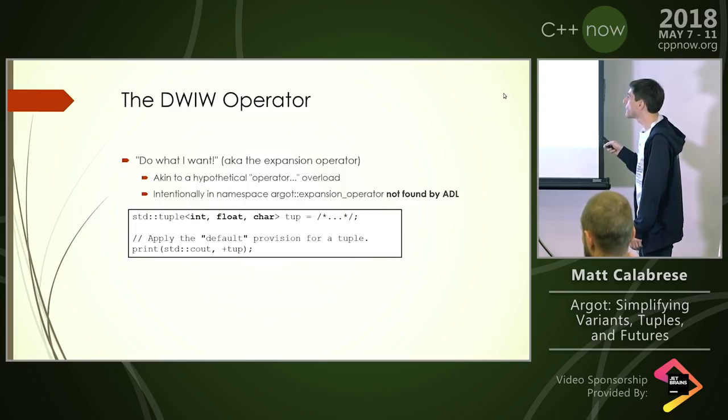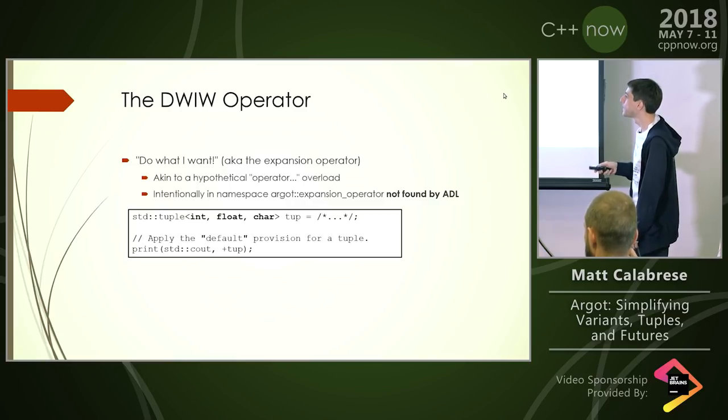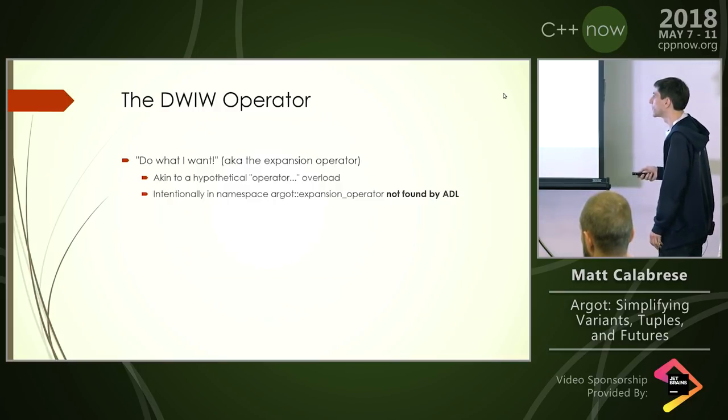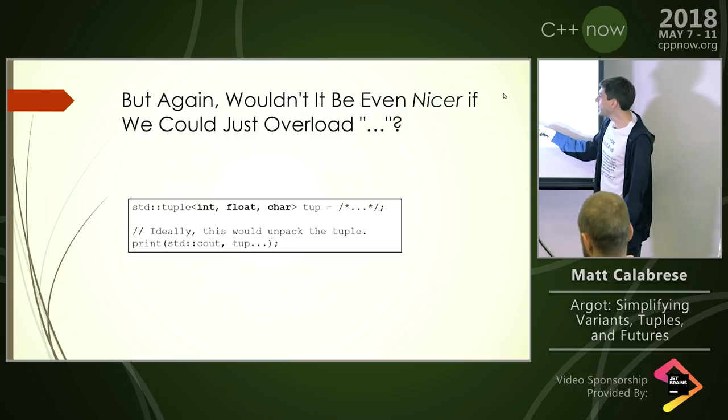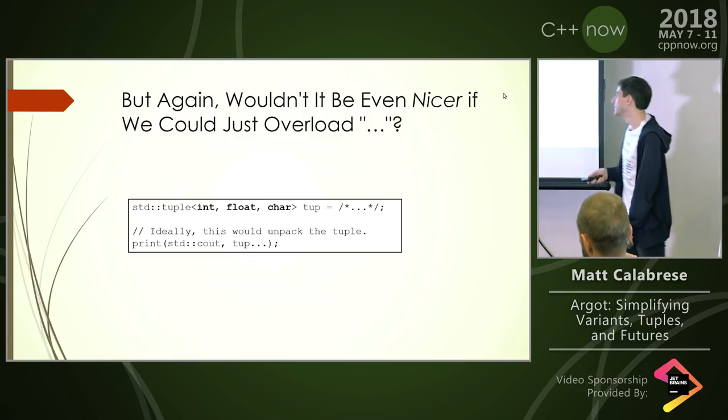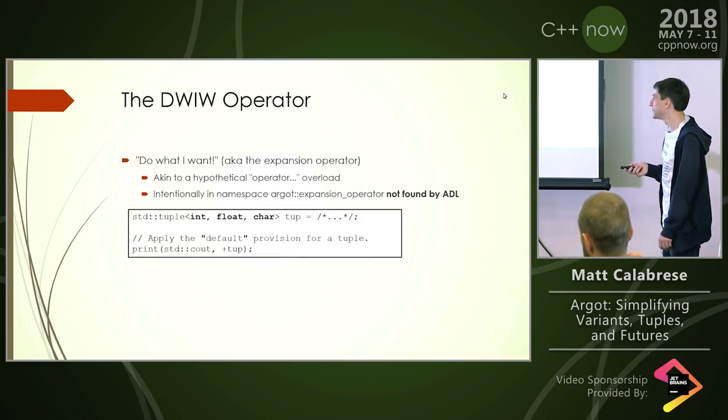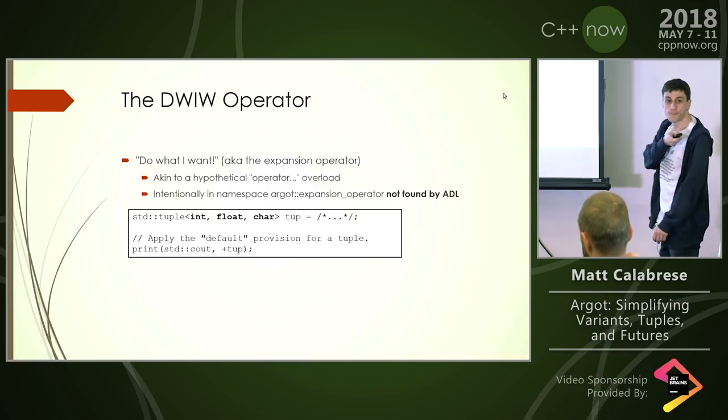So if you have a tuple, and you want to expand it out, and you have one of these magic functions, like print, and you want to expand out the tuple, you just write plus tuple. And that'll expand it out. And looking back, that's pretty close to just writing tup dot dot dot. Not quite, but it's pretty convenient.